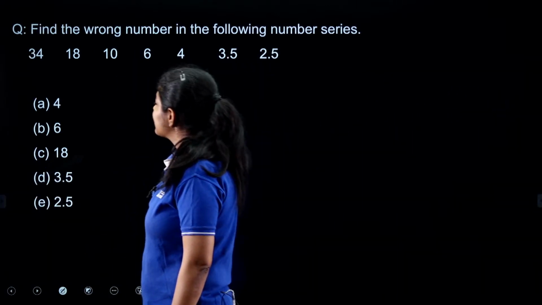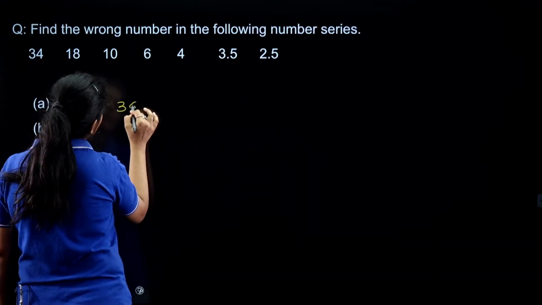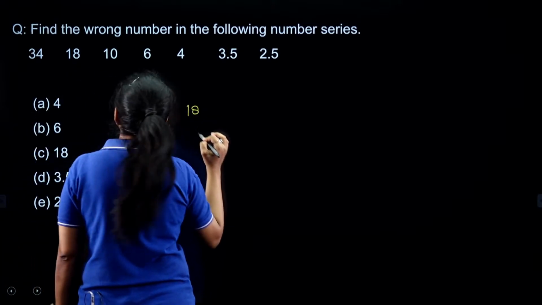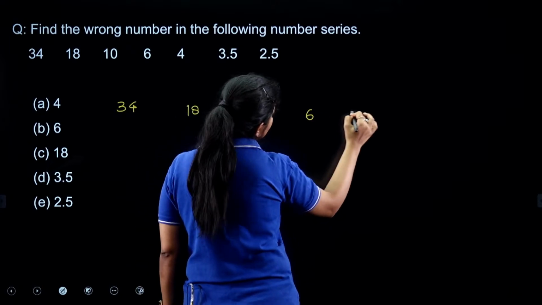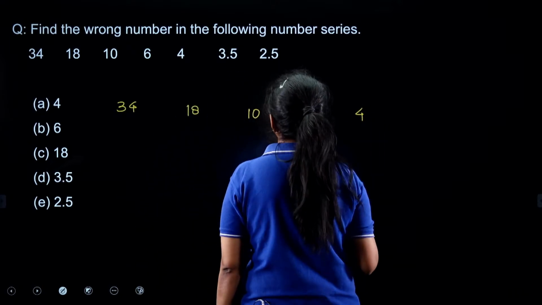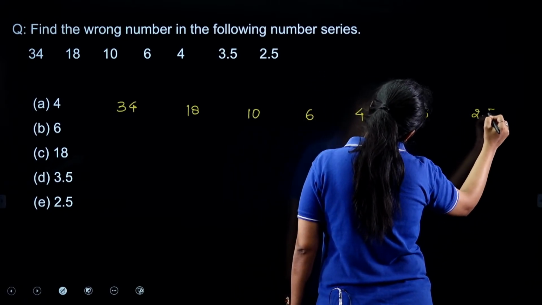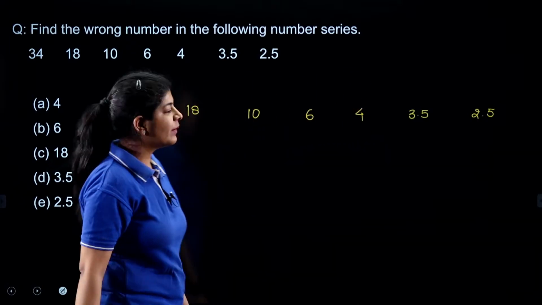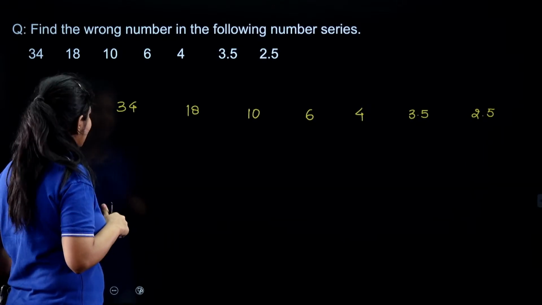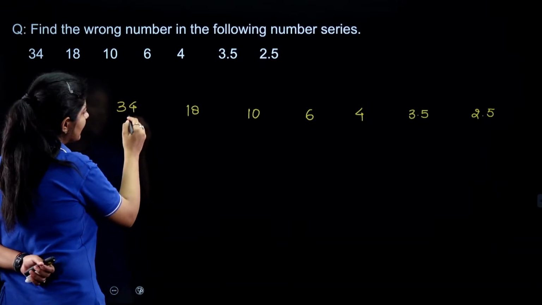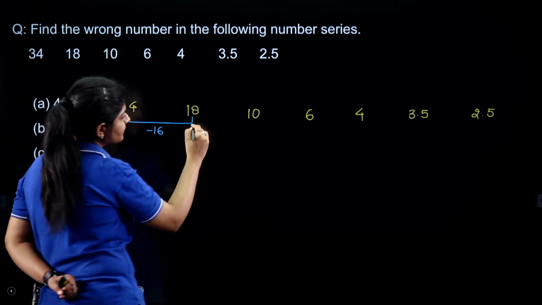The next question says that here again we need to find out the wrong term, and the terms that we are having are 34, 18, 10, 6, 4, 3.5 and 2.5. Why am I writing it again? Because as you are writing the numbers, somewhere you got the pattern, right? The pattern that we are having over here is, if you will see, the difference between these two terms is nothing but minus 16, right?